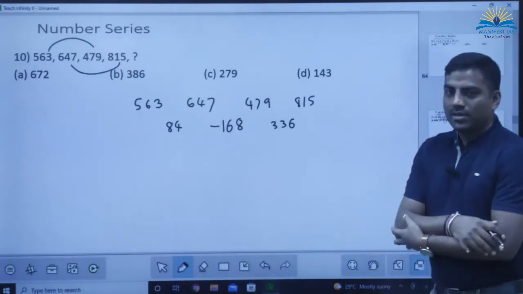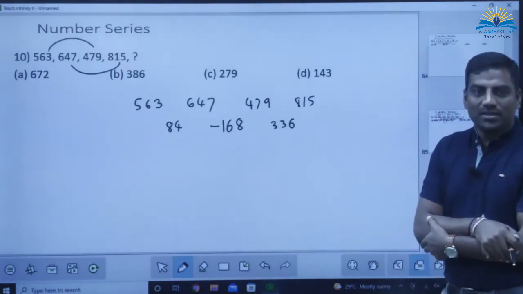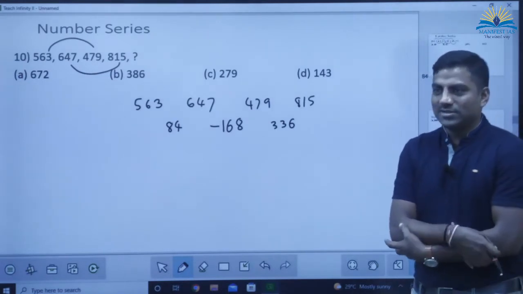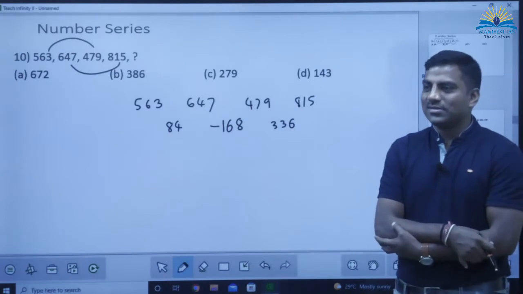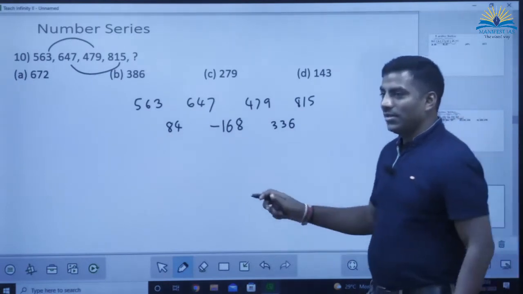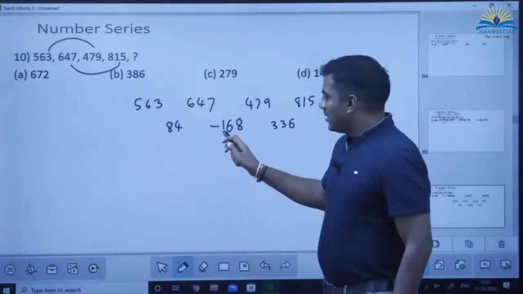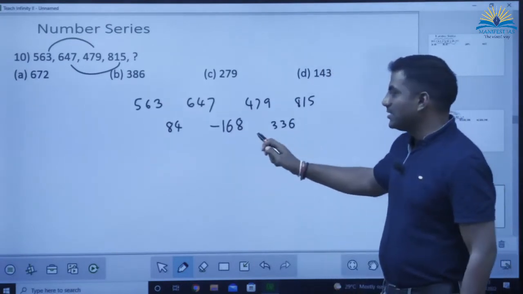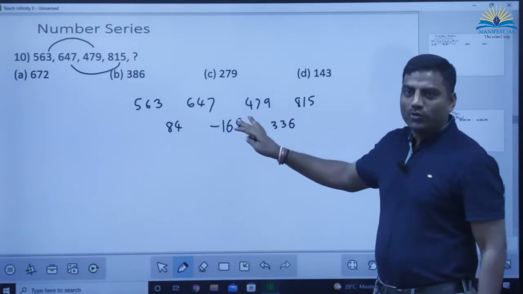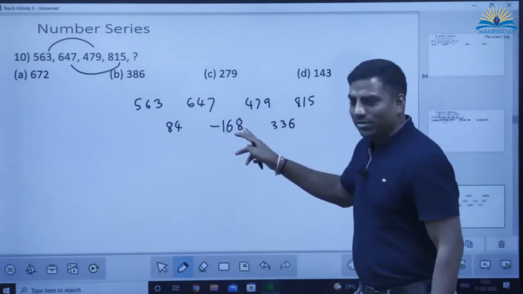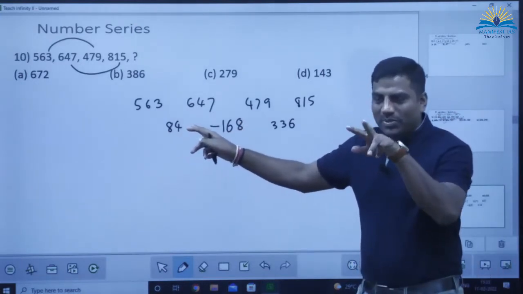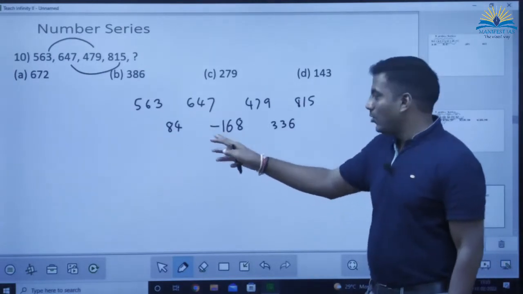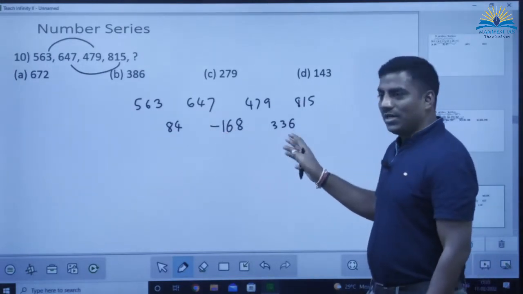336. Now, is there any pattern? At least for some mentors. 168 is double of 84. 336 is double. See, I don't want you to divide and get. Look, no? With your bare eyes, 8 is becoming 16, 4 is becoming 8. Then check, okay, it is double. So is it double? Yes.